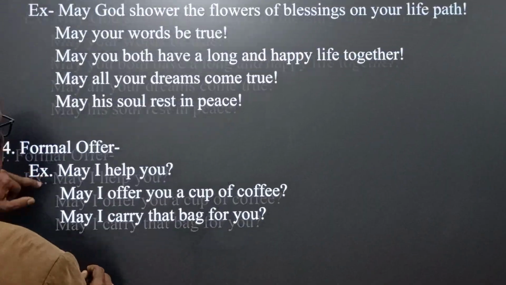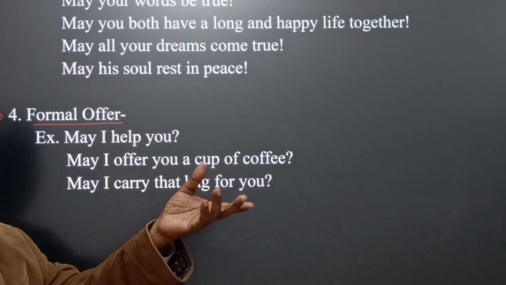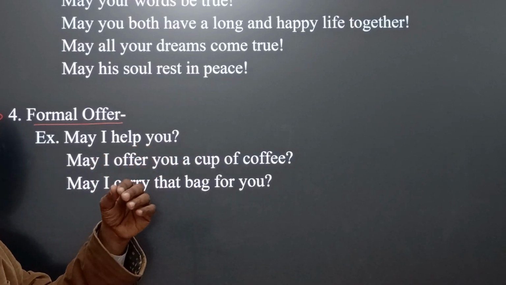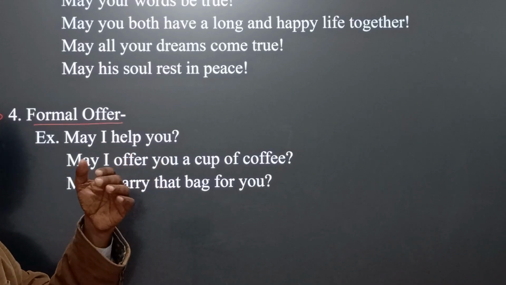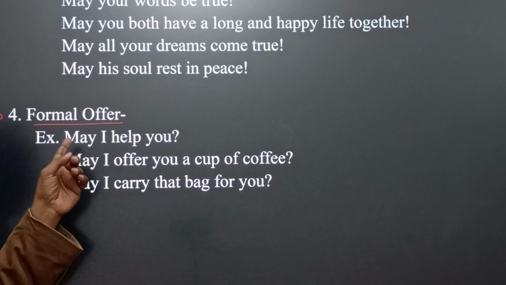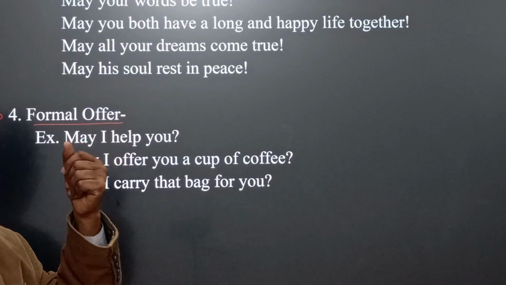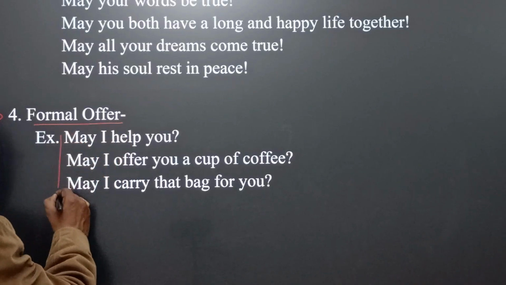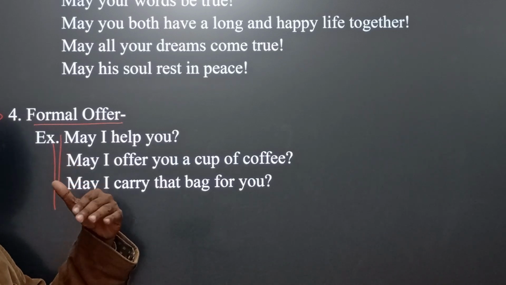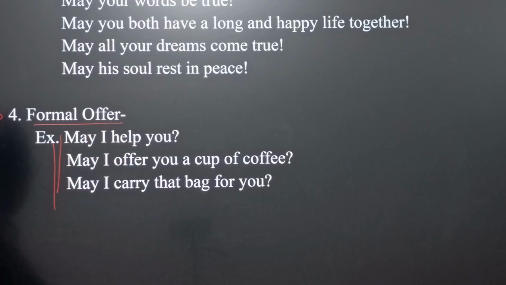Point 4. Formal offer. At the time of expressing an offer formally, to persons who are not closely related to us or who are distantly related to us, we can offer them something with the help of may. How? See in examples. "May I help you?" Here the speaker expresses his offer to somebody who is distantly related to him.